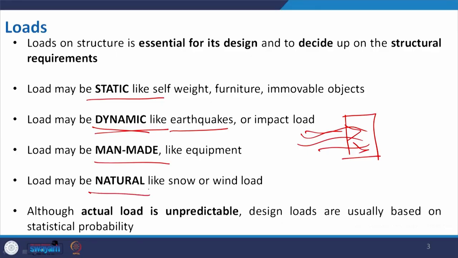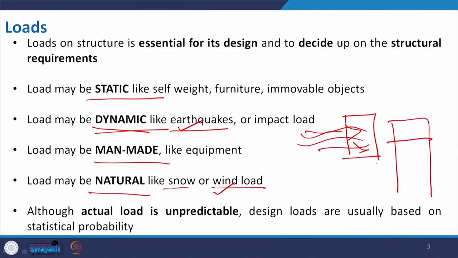And it may be natural. Natural means, as already mentioned, it may be some disaster like an earthquake or flood situation, or it may be wind load or snow load. But one thing we should understand is that earthquake and flood are not occurring each day. It is a random event which may occur any time. So we cannot calculate the load with precision, the actual load is unpredictable, but what we do is base it on the probability that it may occur.